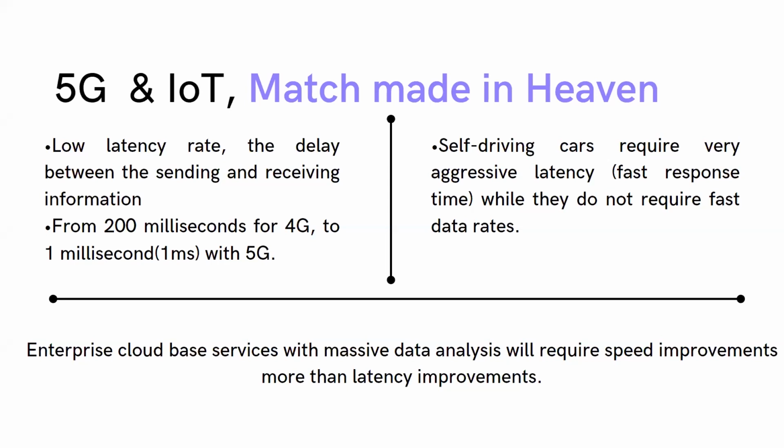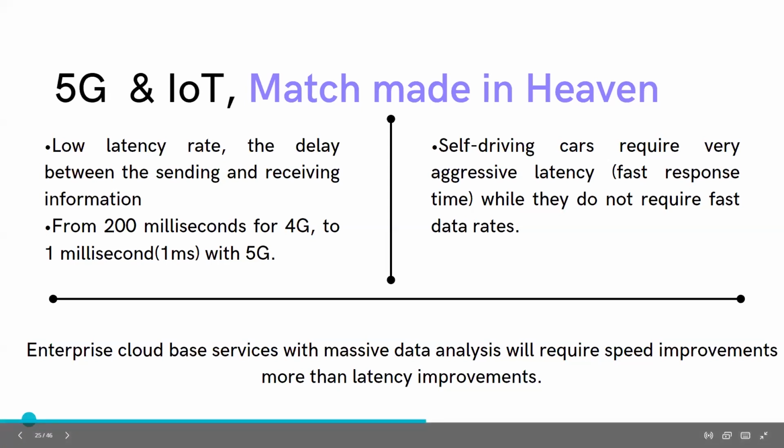So the self-driving cars require very aggressive latency. They require some data transfer rate, but they don't need a much faster data transfer rate. The next property of 5G, the higher data transfer rate, is being used by cloud-based services. More than latency, they need a faster data rate or a faster response for these transfers. So these are some of the areas which are going to advance with the coming of 5G.